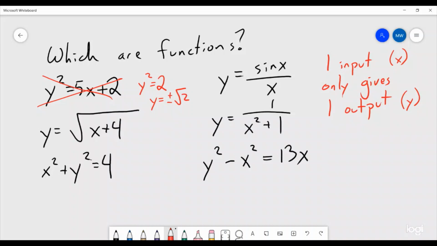How about y equals the square root of x plus 4? If I put in an x value, is there only one y value that works? Yeah, there's only one y value that comes out from putting in a single x value. Now we can't put all x values in, because not every x value is in the domain.